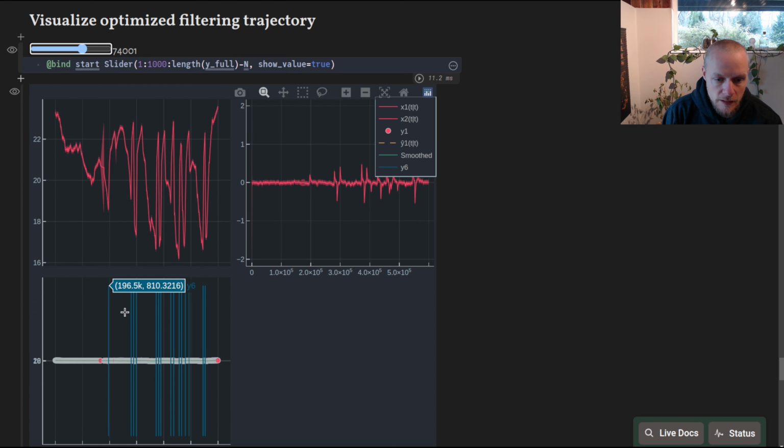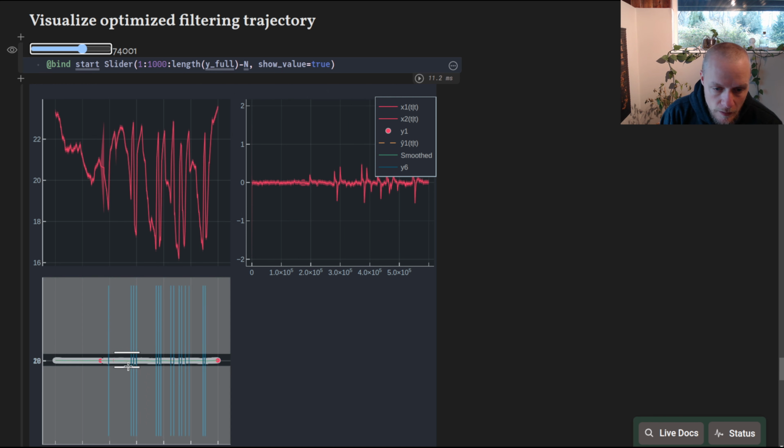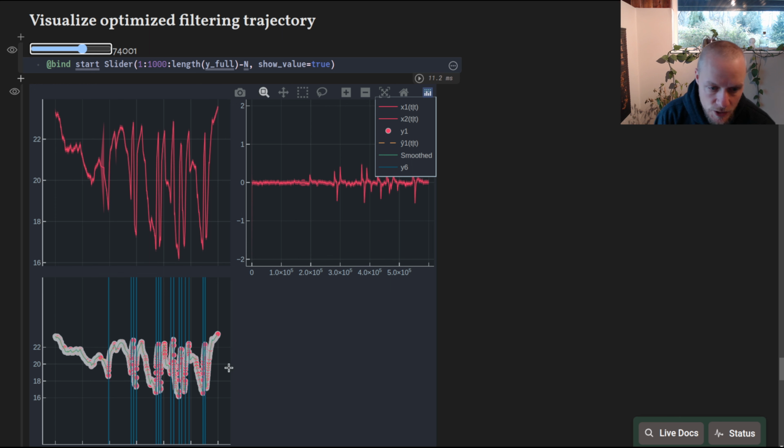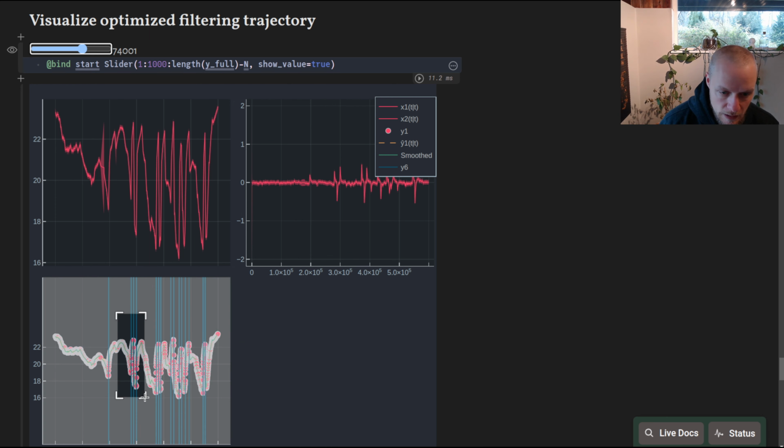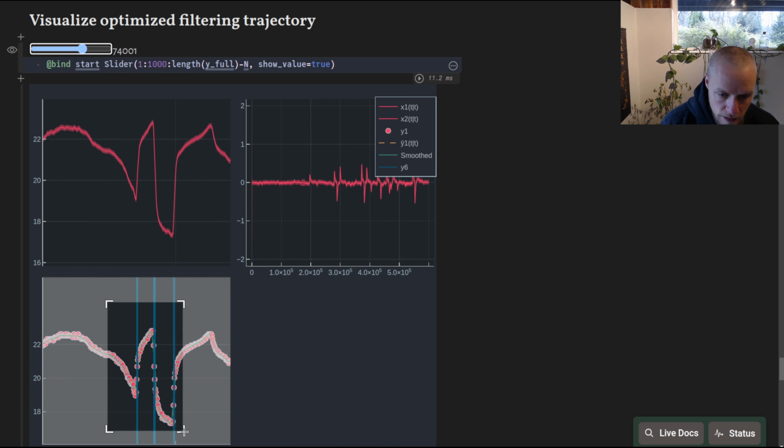Let's see if we can reset there. Here we have a number of quite wavy patterns in the measurements, and we see that the filter has flagged a lot of outliers here. So we can try to see how these look and why that is.